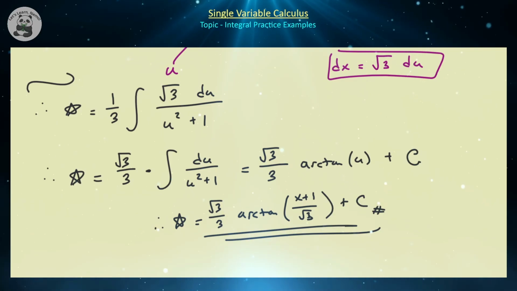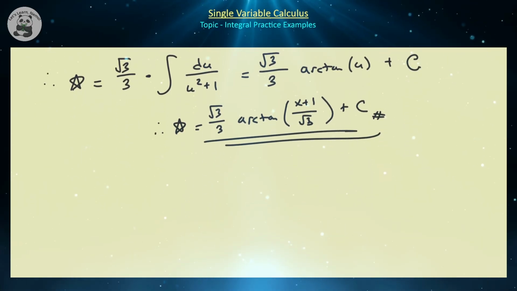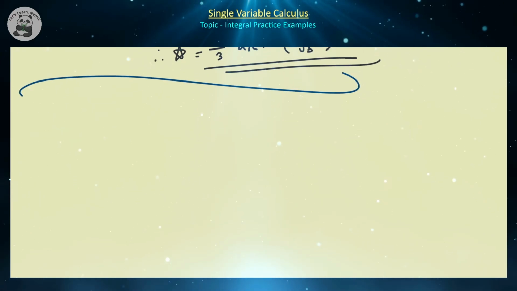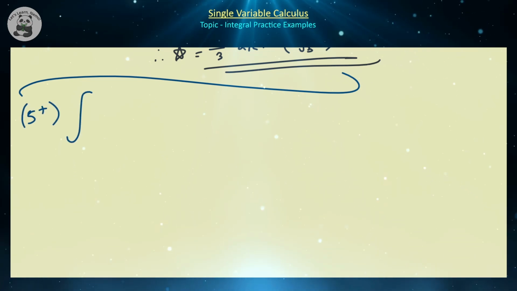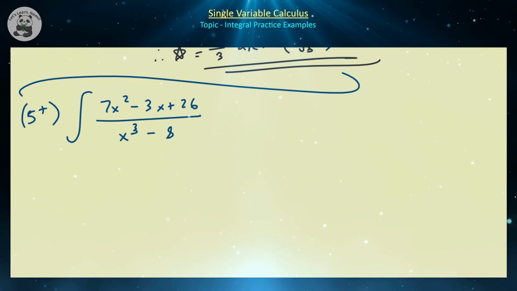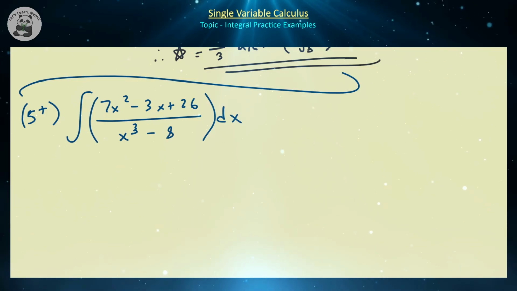Now, there are other problems where this problem actually becomes a subset. I'm not going to call this problem 6, but I'm just going to call this problem 5 plus. And that's the integral of 7x squared minus 3x plus 26 all divided by x cubed minus 8 dx. Now, if you were to see this, you'd say, well, that's actually a big step up. So how would I tackle that?